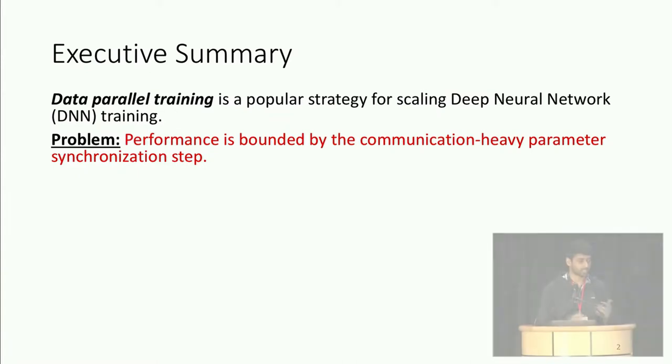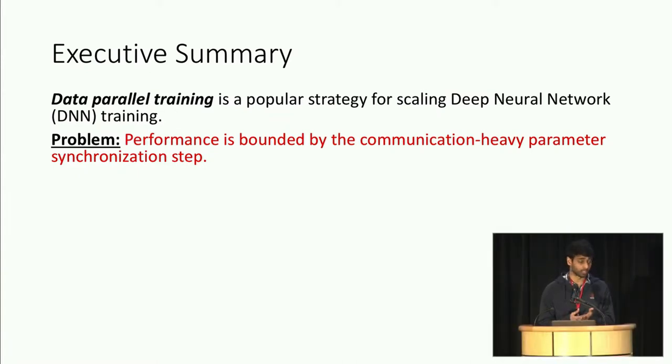So let me start by giving you an overall summary of this entire work. So as you all know, data parallel training is a popular strategy for scaling deep neural network training on a large cluster. But the problem is the performance benefits are highly bounded by the communication-heavy parameter synchronization operation.